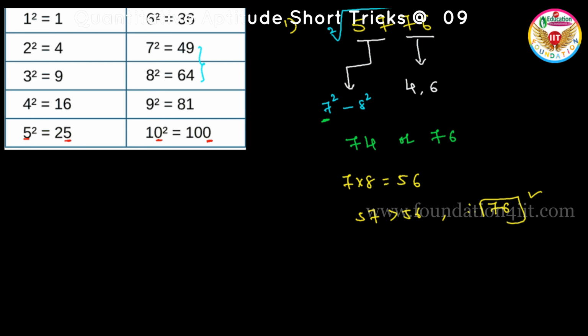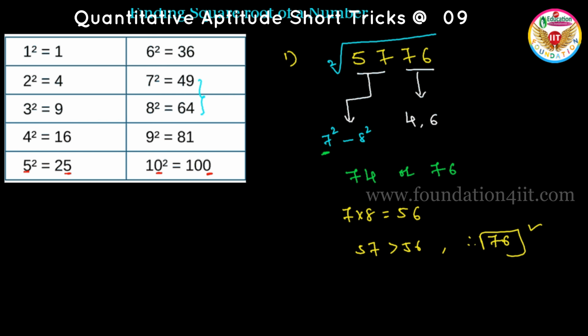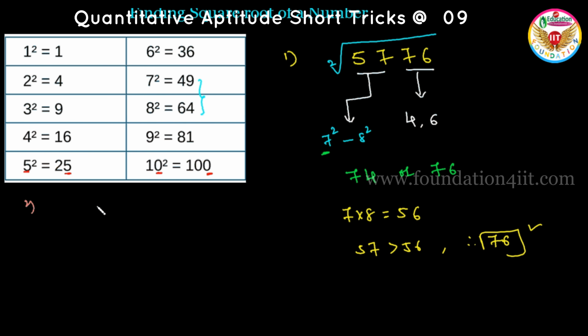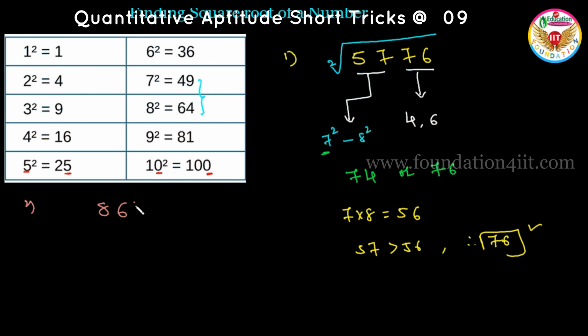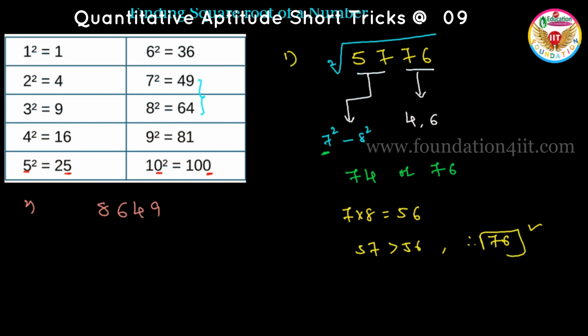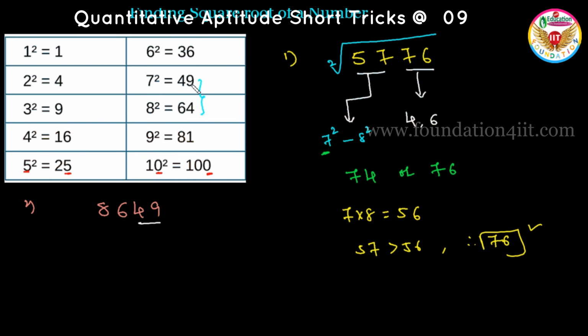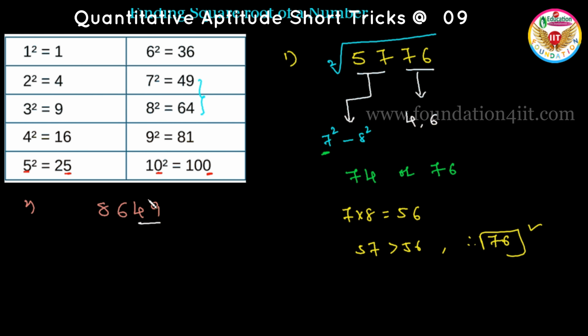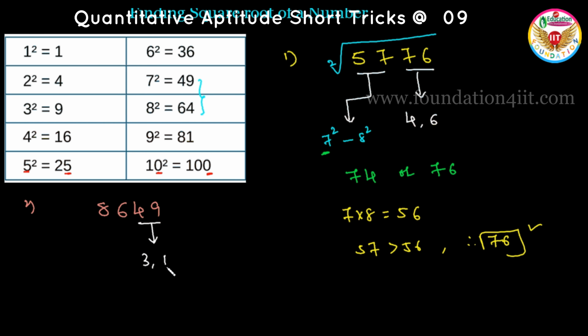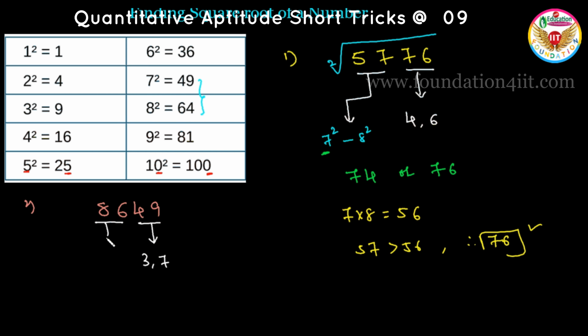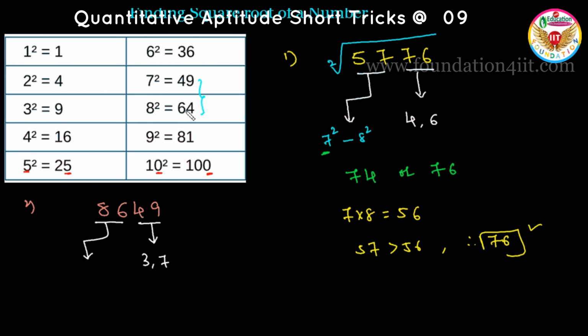Let me show you one more example. Take the perfect square 8,649. The last digit is 9, so 7 squared is 49 and 3 squared is 9 as well. So two options, either 3 or 7. Next, 86 comes just after 81, which is 9 squared, between 9 squared and 10 squared, so you can take 9 directly. Now it is either 93 or 97.